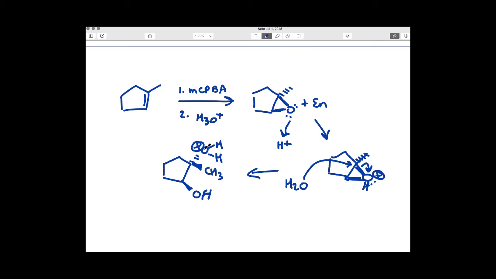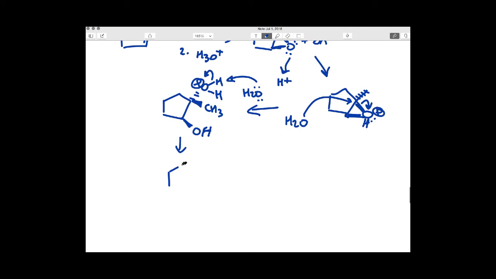And now I just have to neutralize. Whenever I see something like this, I have to neutralize that. So I'm just going to bring in some more water. I know there's water because I'm saying I'm using H3O+ as a reagent, which is H+ in water. So in the end, what this gives me is one OH group here and the other OH group here. And then my methyl group is here, and this is added to the more substituted carbon. So this is considered Markovnikov, but it's considered anti-addition because of the relationship of the OHs to each other.